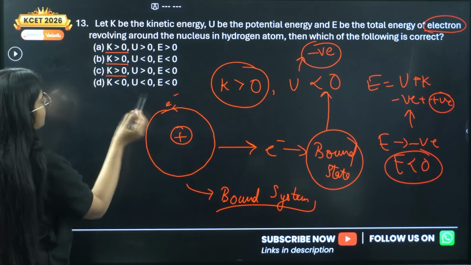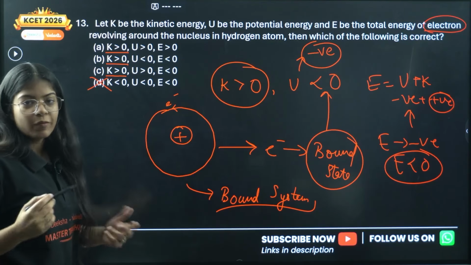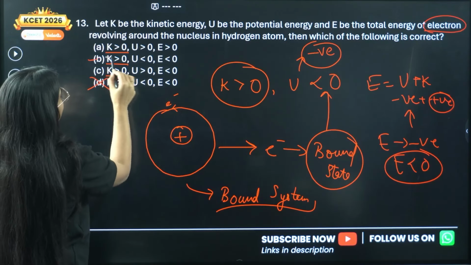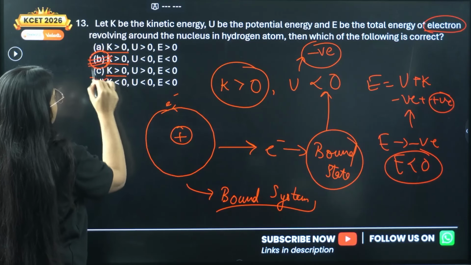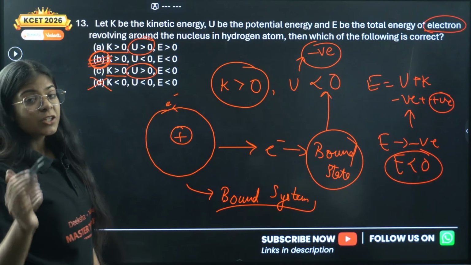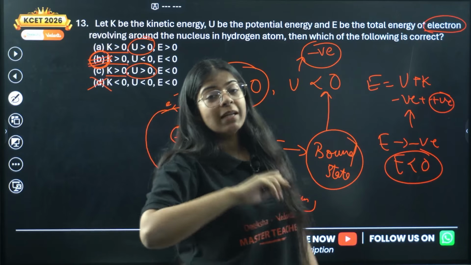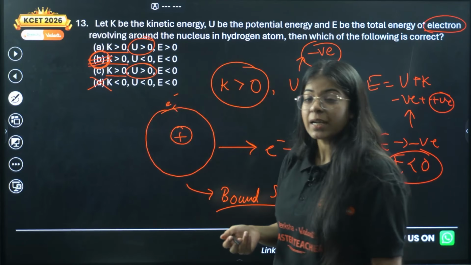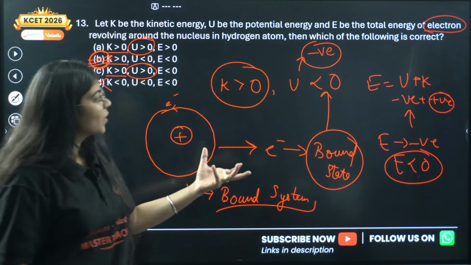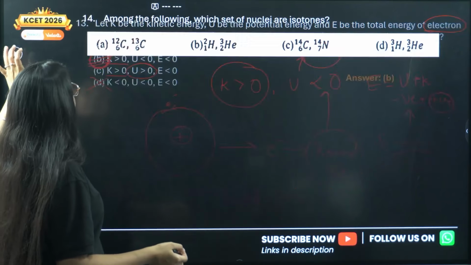So the right one will be K greater than 0. In every case K is greater than 0, in D it's not, so we'll eliminate that. U is less than 0, so only in B case this is greater than 0, so that's wrong. K should be greater than 0. U should be less than 0 in a bound state, and hence total energy will be less than 0. Correct? Okay. Moving on to the next question.